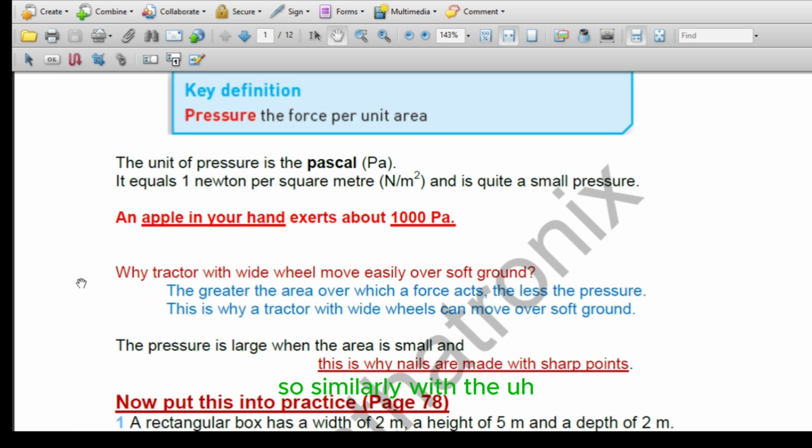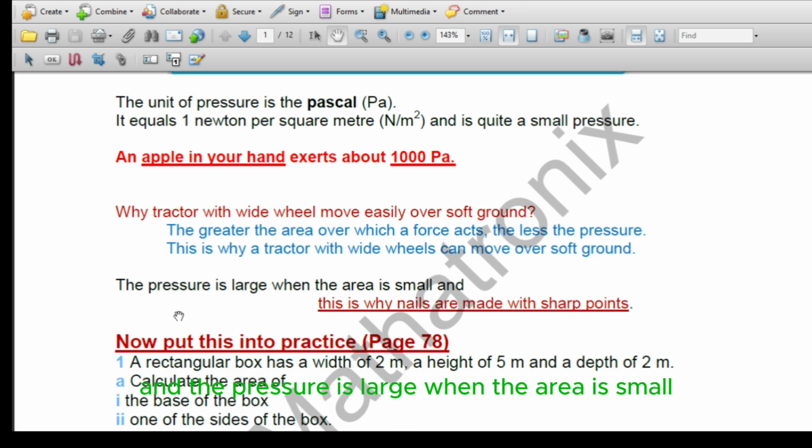Similarly, pressure can also be understood through this reasoning. Why do tractors with wide wheels move easily over soft ground? The greater the area over which a force acts, the less the pressure it will exert. That is why a tractor with wide wheels can move over soft ground, while other vehicles with narrow tires can't drive well on soft ground, because they exert high pressure while the tractor exerts low pressure.